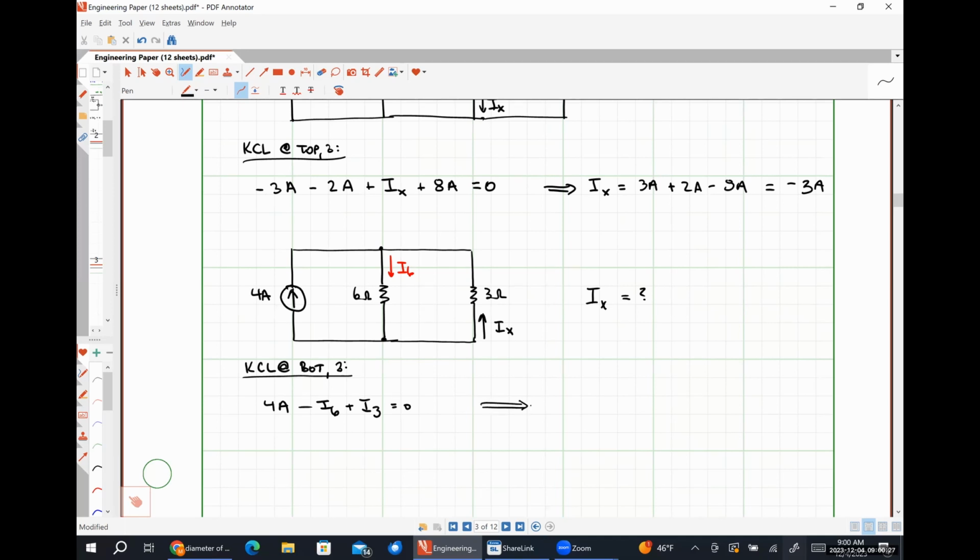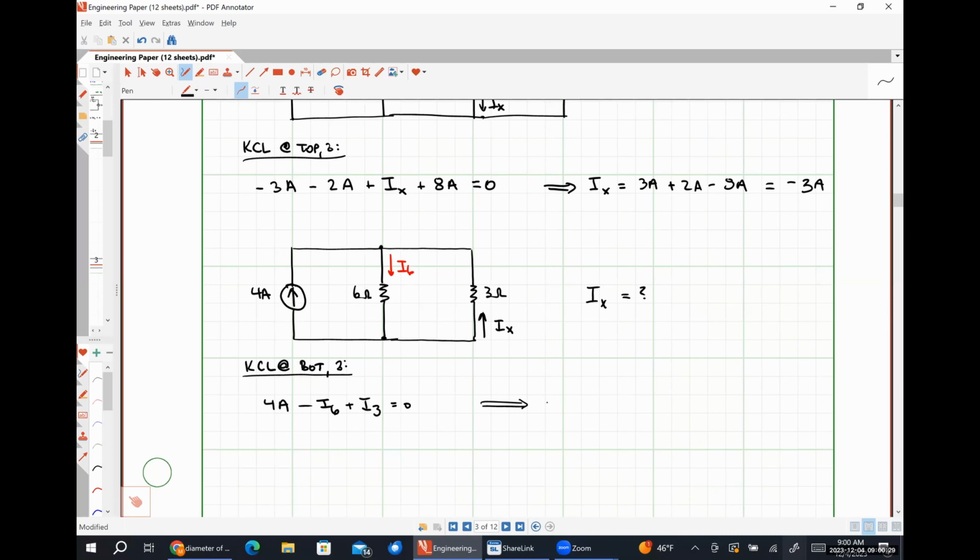Rearranging this, we're going to have negative I6 plus I3 is equal to negative 4 amps. And we have a similar situation where we have too few equations for the amount of unknowns that we have.